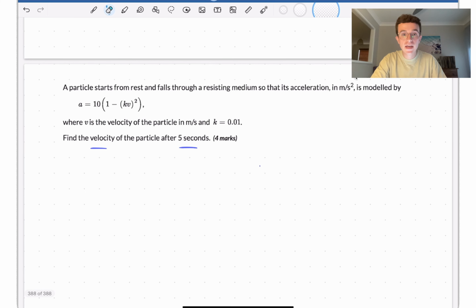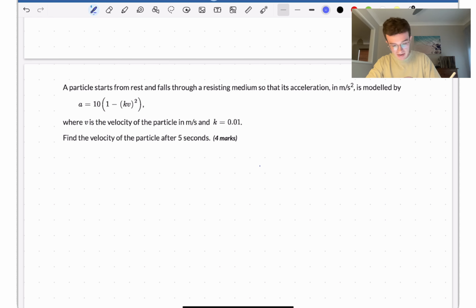Okay, today we're going to have a look at a motion with resistance question from the 2020 Extension 2 HSC. We're told that a particle starts from rest and falls through a resisting medium so that its acceleration in meters per second is modelled by this equation. We're told that k is 0.01 and we want to find the velocity after 5 seconds.